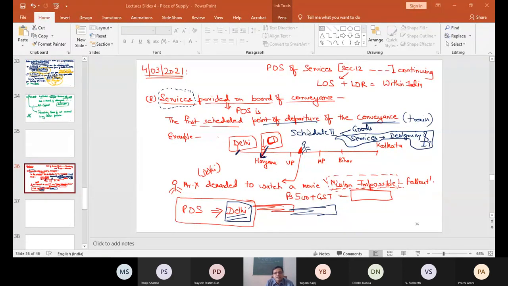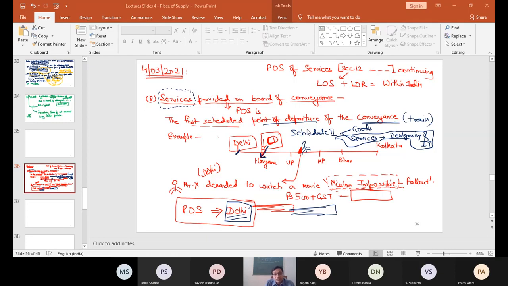In case you have any confusion in the CD example, you can take the example of a barber. I am availing hair cutting services when the train is moving. The railway has hired the services of a barber from Haryana, and the barber took the train when the train was in Haryana. In that case also, it does not matter from where the barber has caught the train. In case of services, when the services are provided on board a conveyance, whatever is the service, the answer is the first scheduled point of departure of that conveyance or the train.